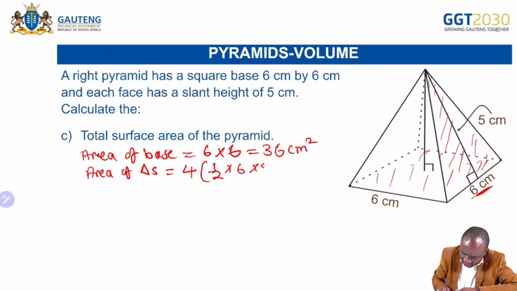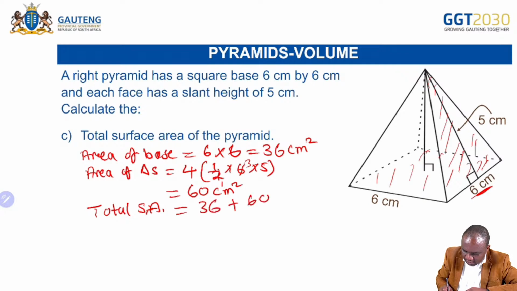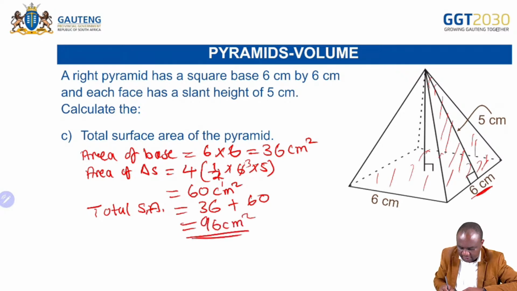Half times base times height: 2 into 2 is 1, 2 into 6 is 3, so in the bracket we have 15. 15 times 4 is 60, so 60 square centimeters. Now the total surface area of the whole pyramid, let's say SA for surface area, is equal to 36 plus 60, which is 96 square centimeters.